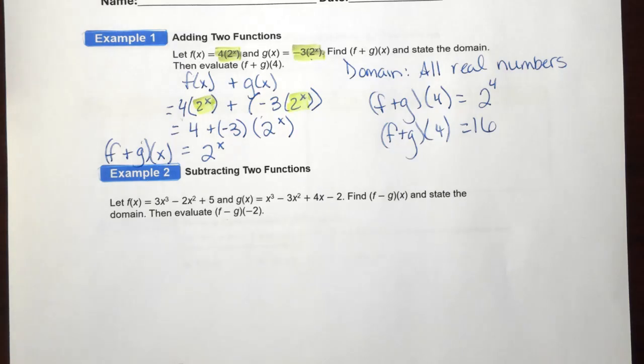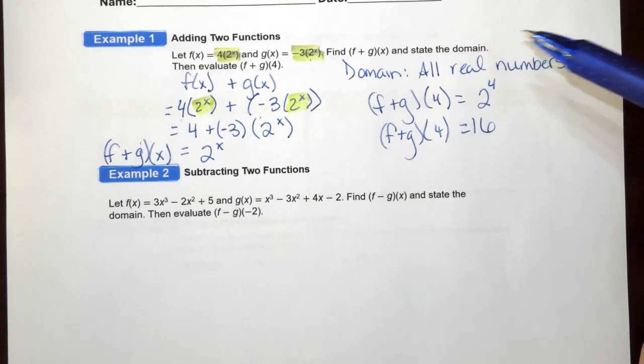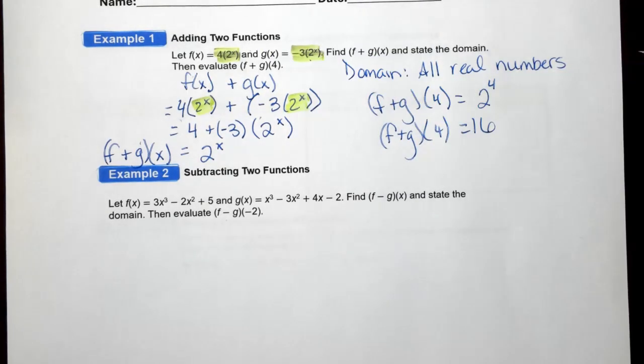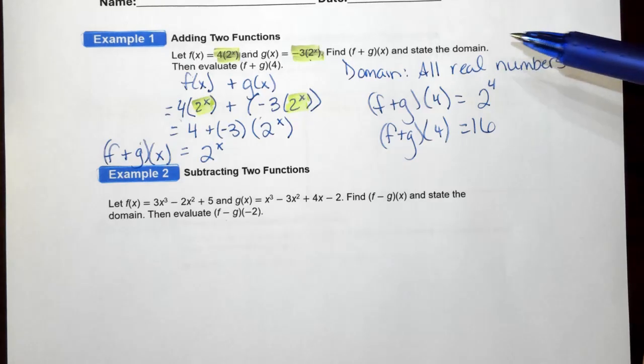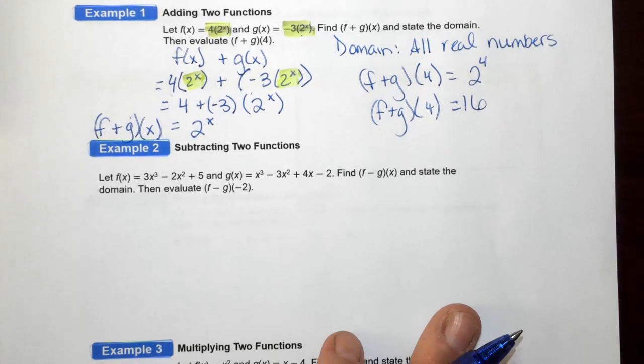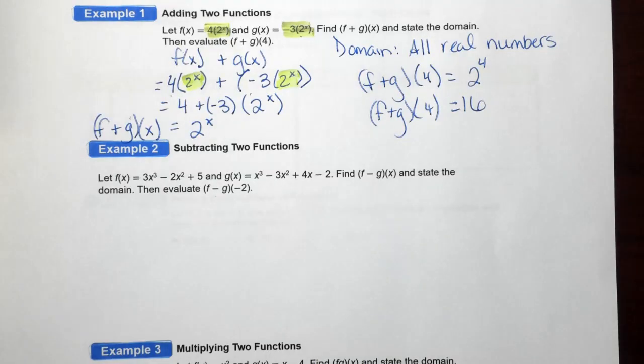And if all else fails, if you're not sure about the domain, remember, you have a graphing calculator. Put these two functions in the graphing calculator. Look at how your graph exists across the x values. If they're both going to infinity in different ways, then you know that's all real numbers. All right, so let's subtract some now.